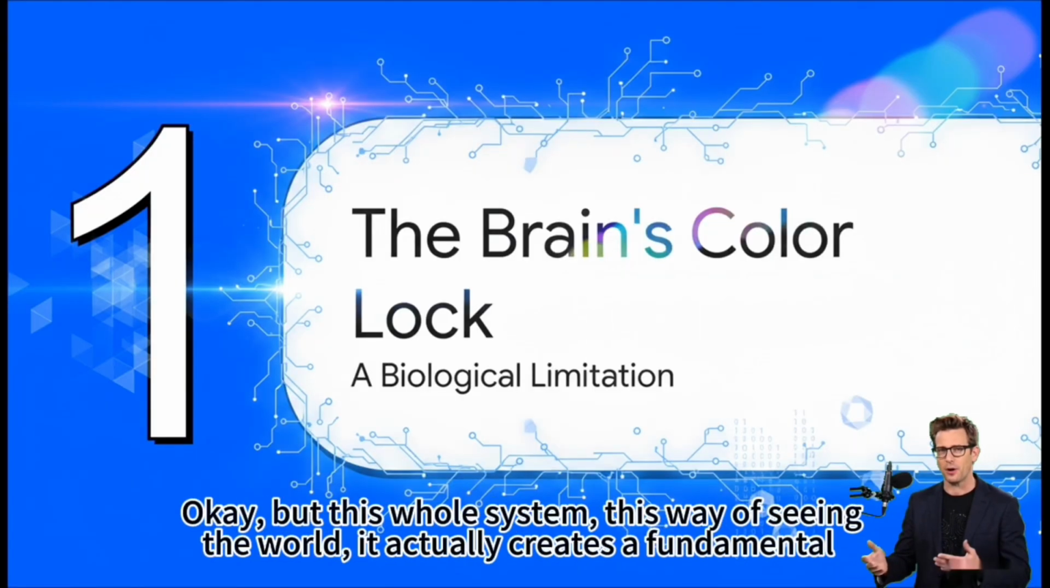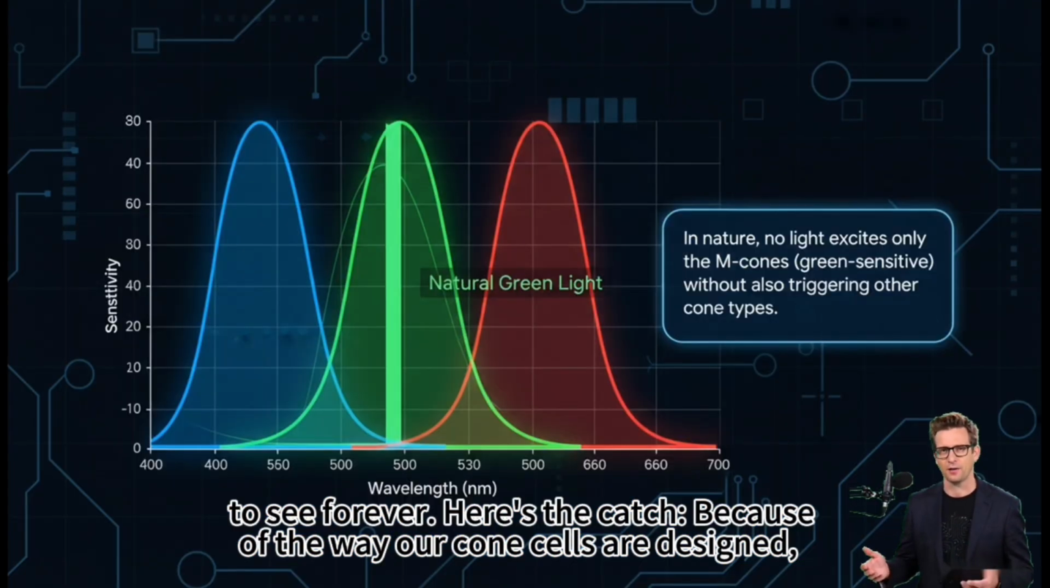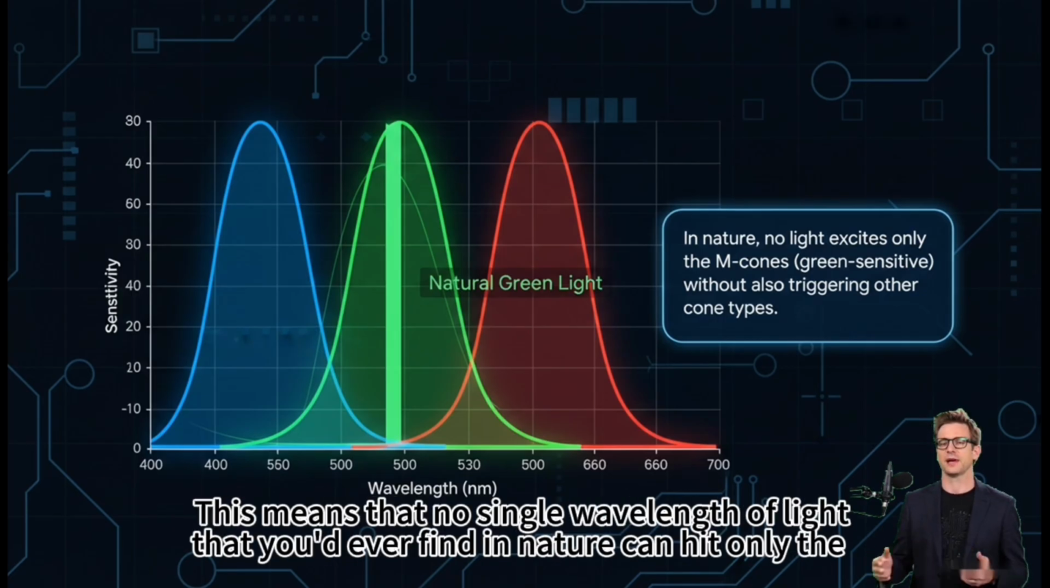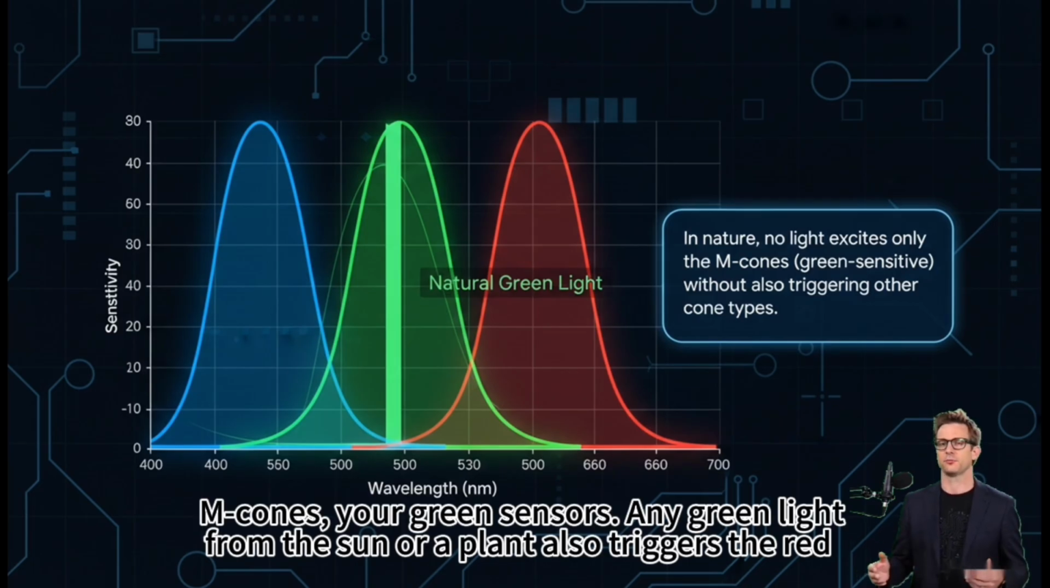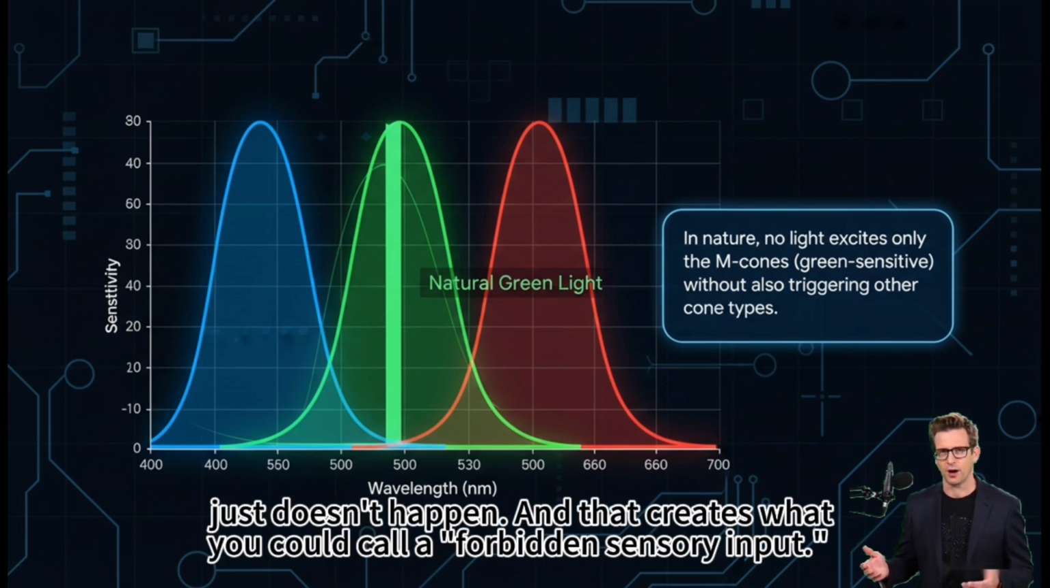Okay, but this whole system, this way of seeing the world, it actually creates a fundamental problem. It's a biological lock that has put a hard limit on what humans have been able to see forever. Here's the catch. Because of the way our cone cells are designed, their sensitivities overlap. Think of it like their signals kind of bleed into each other. This means that no single wavelength of light that you'd ever find in nature can hit only the M cones, your green sensors. Any green light from the sun or a plant also triggers the red cones and even the blue ones a little bit. A pure, clean signal to just the green cone, it just doesn't happen.